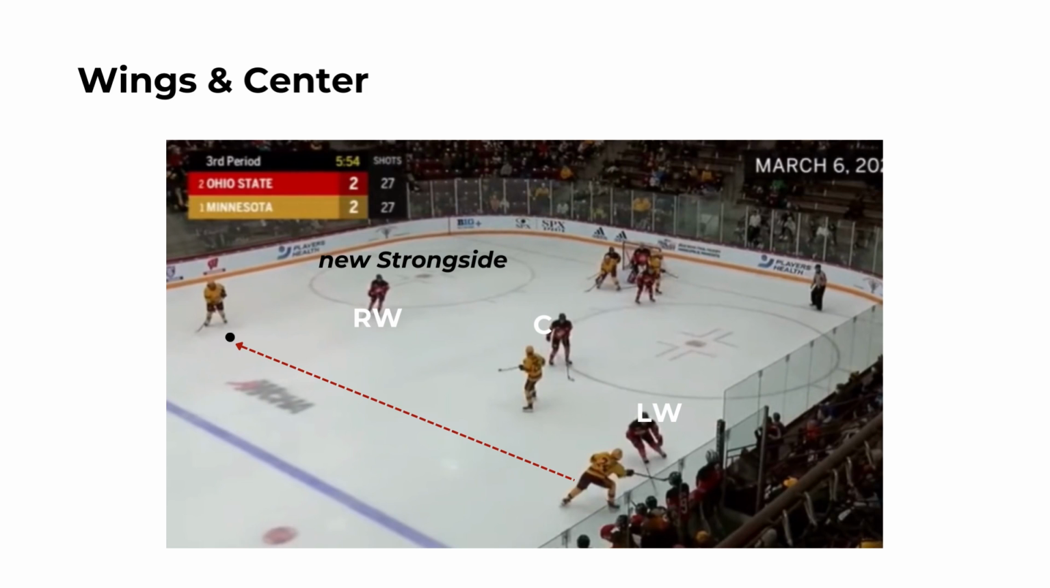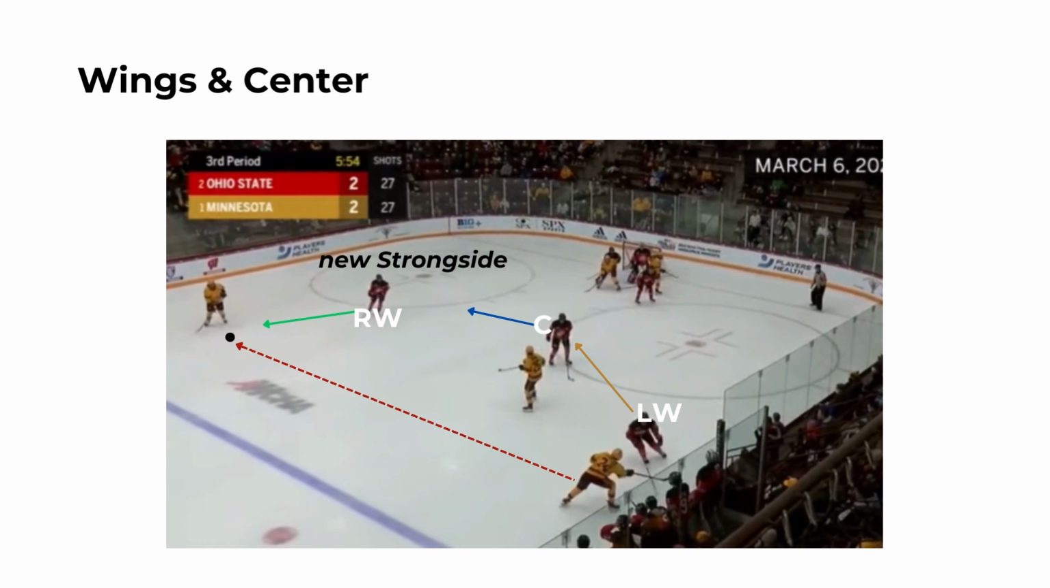And here's the game picture of the puck at the point. If the puck were to move across the ice to the other point, then, as we mentioned, we would have a new strong side. The right wing, in the role of the new strong side wing, would challenge the puck, and the center would move over to support, staying between the puck and the net. And the new weak side wing moves back into the house, staying above the dots, and is ready to cover her quadrant.